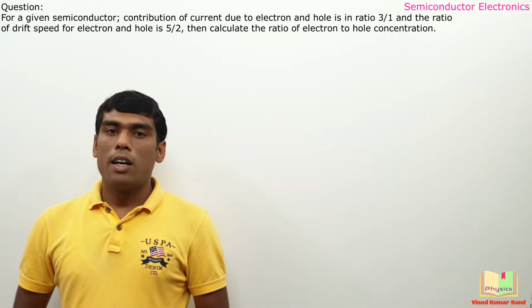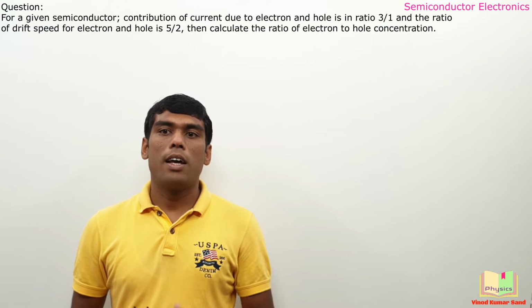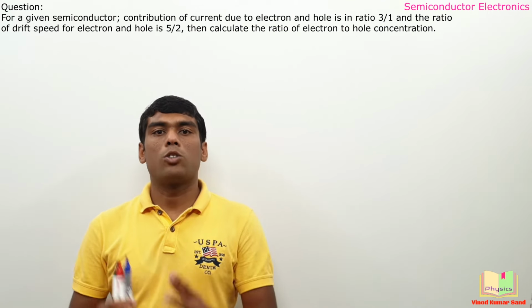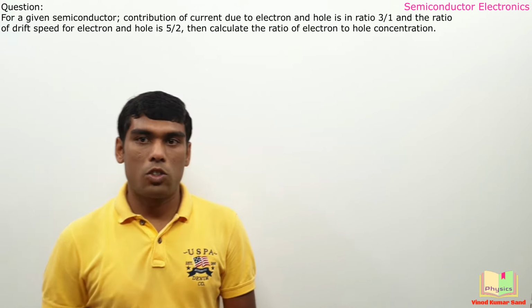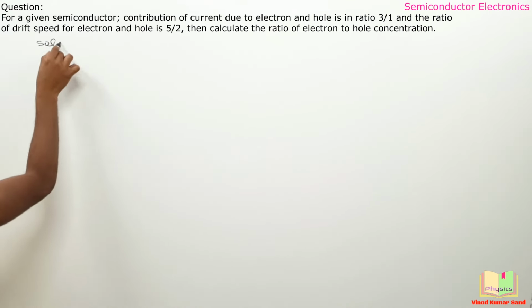Now let's take a few questions for the numerical practice. Here you can see the question. The ratio of the currents and the drift speeds are given to us, and the question is asking us the ratio of the charge carrier concentrations. So let us start with the solution.